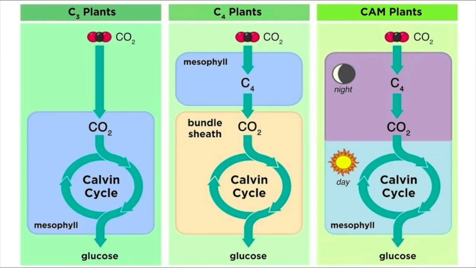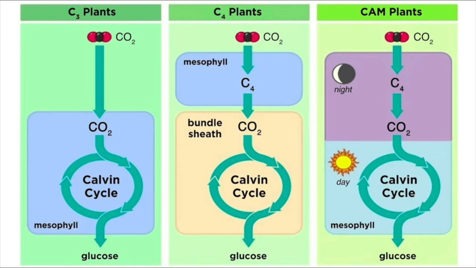C4 plants get around this problem by physically separating out the carbon fixation step from the energy production step, so that the oxygen will still be produced in the energy production step in the light-dependent reactions, but they occur in a physically different cell to the light-independent reactions, so there will be no oxygen present, or very low oxygen levels present in the bundle sheath cell where the light-independent reactions occur, where the carbon fixation actually occurs. And so the Rubisco enzyme is able to fix carbon dioxide without oxygen getting in the way because it's been physically separated away in a different cell. So this is a really big advantage that the C4 plants have.